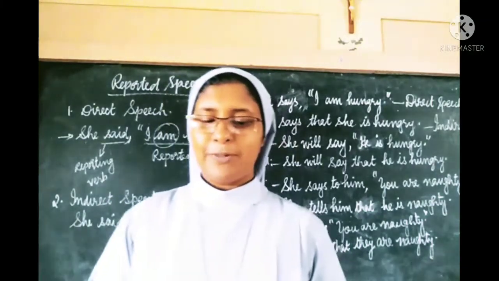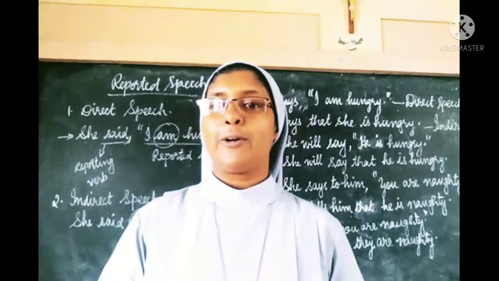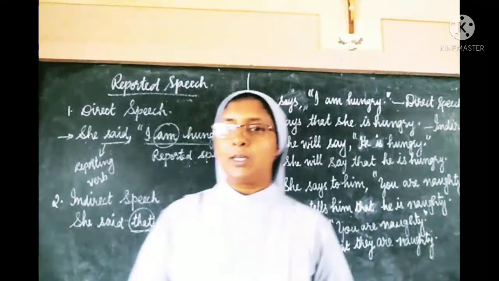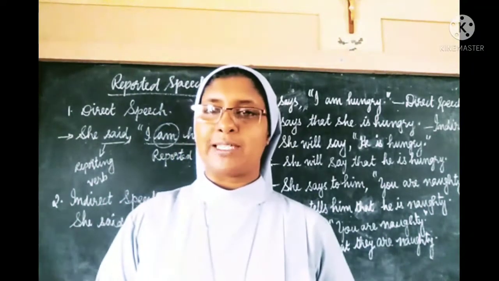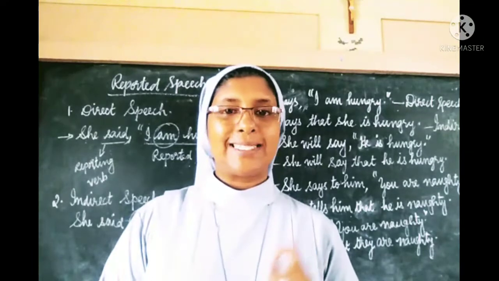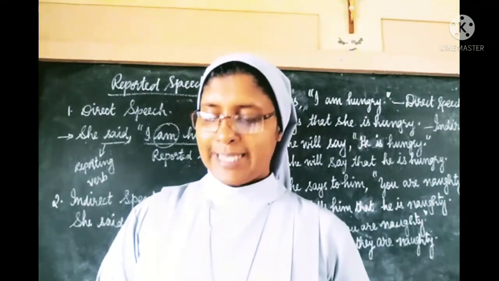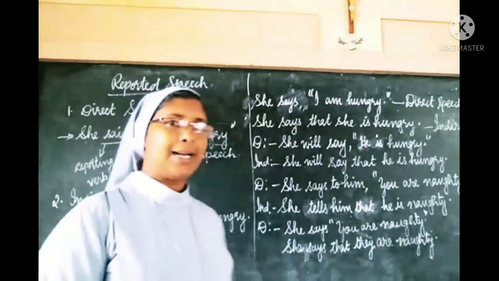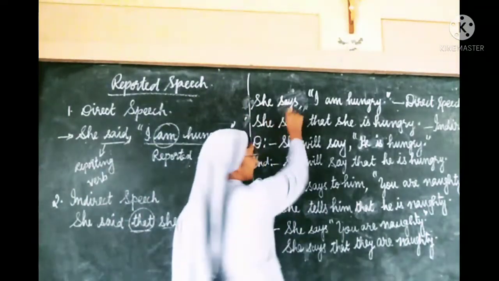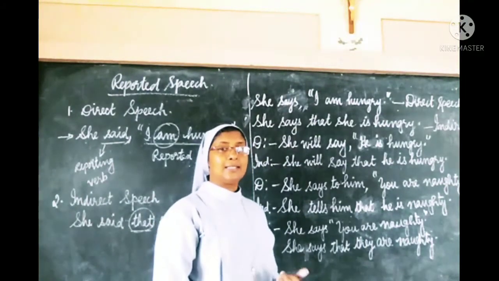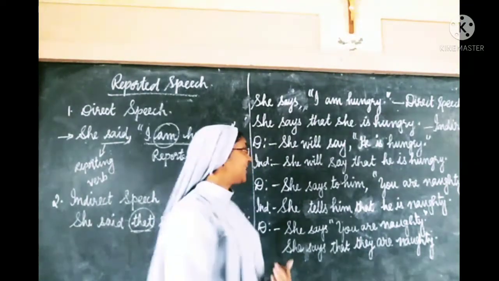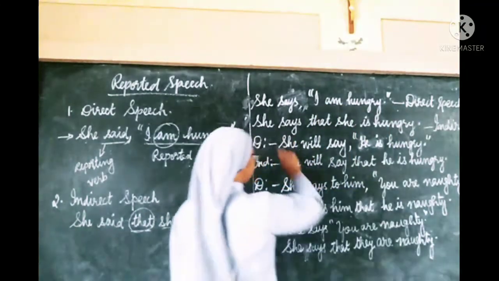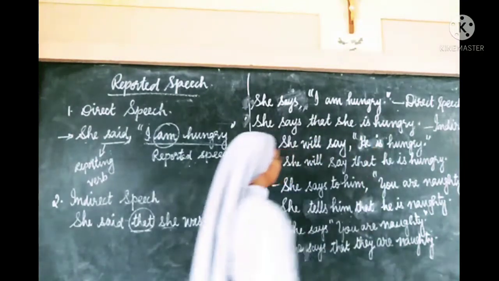First rule is, if the reporting verb is in the present or future tense. Reporting verb, this is called a reporting verb. If the reporting verb is in the present or future tense, which means says or will say, the tense of the verb in the reported speech is not changed. For example, I have given an example here. She says, I am hungry. It is in direct speech. She says that she is hungry.